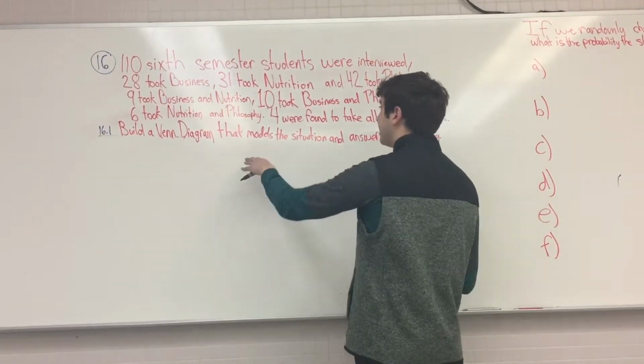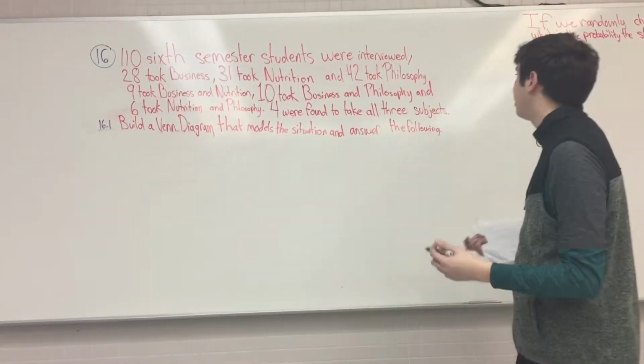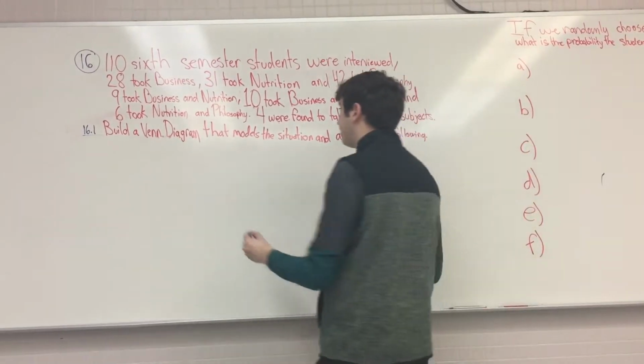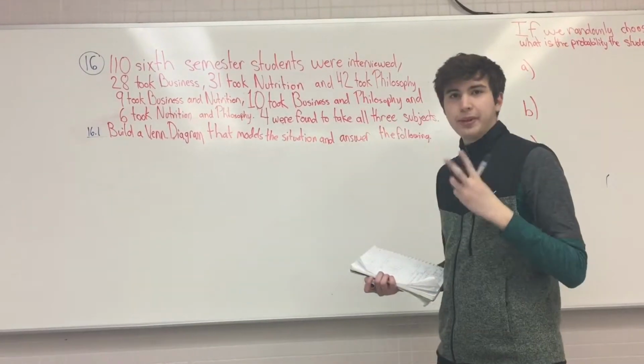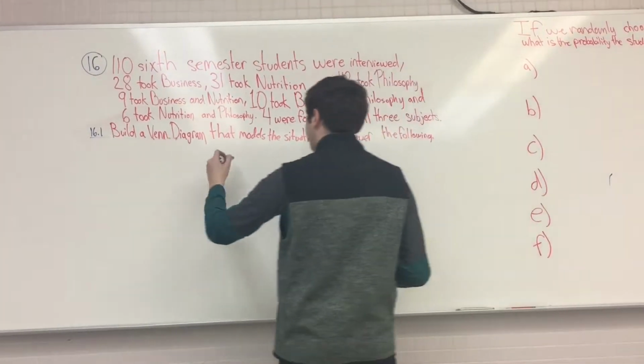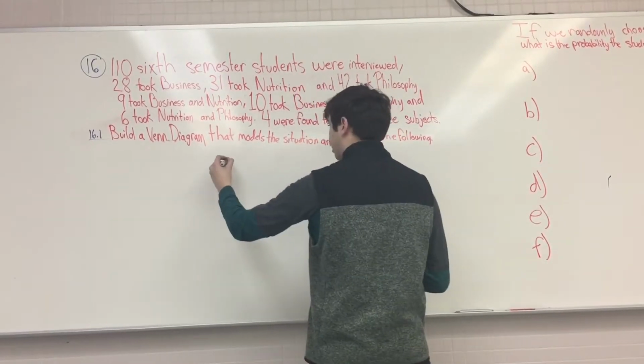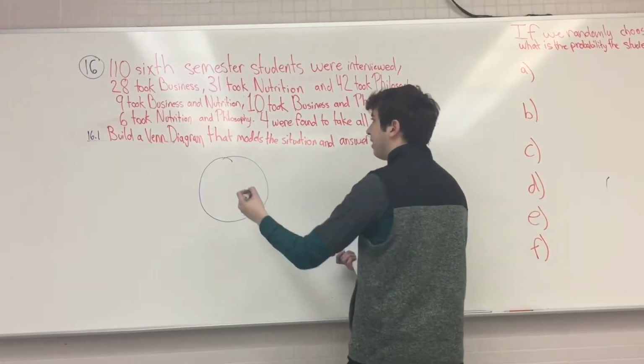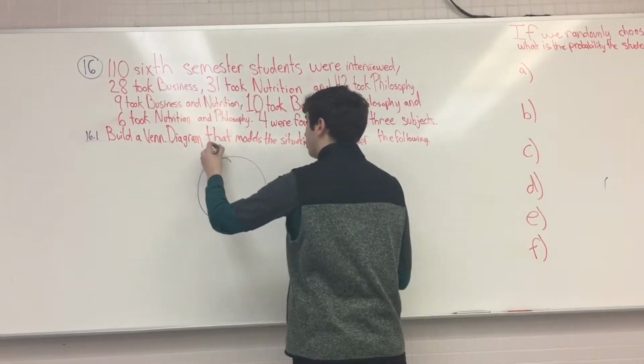So we need to build a Venn diagram that models the situation and answer the following, which will be these other problems that we'll see later. So first, we draw the Venn diagram. In this case, there are 3 subjects, so we have to draw 3 circles that represent each subject. So first we draw this circle that will represent the subject of nutrition.